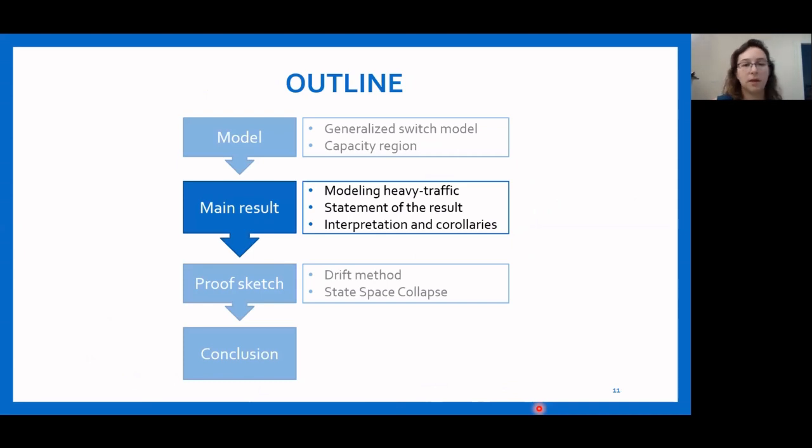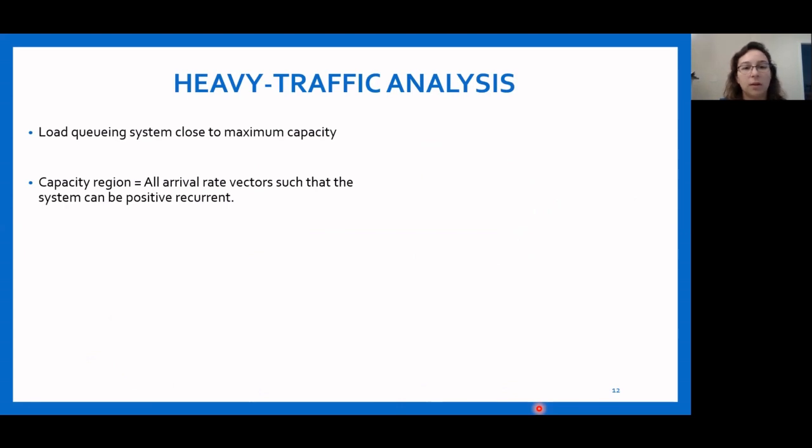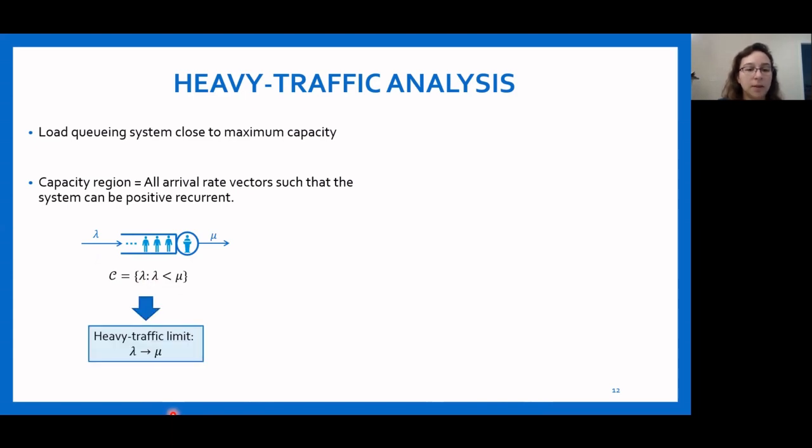So now the main result. First, what is heavy traffic? Heavy traffic means that we load our system to its maximum capacity, where capacity is related to the capacity region. So for example, in a single server queue with arrival rate lambda and service rate mu, we know that the capacity region are all the values of lambda that are strictly less than mu. And then the heavy traffic limit is the limit as lambda goes to mu.